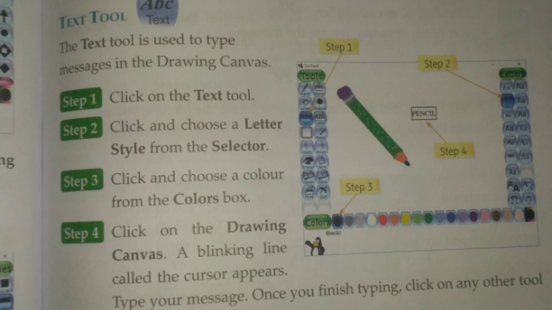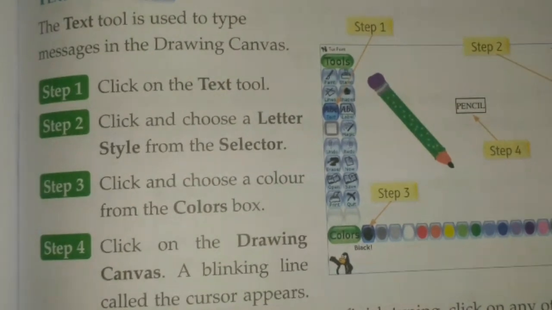Next one is the text tool. The text tool is used to type messages in the drawing canvas. You can type any message in the drawing canvas. For that, first click on the text tool, then choose a letter style from the selector.